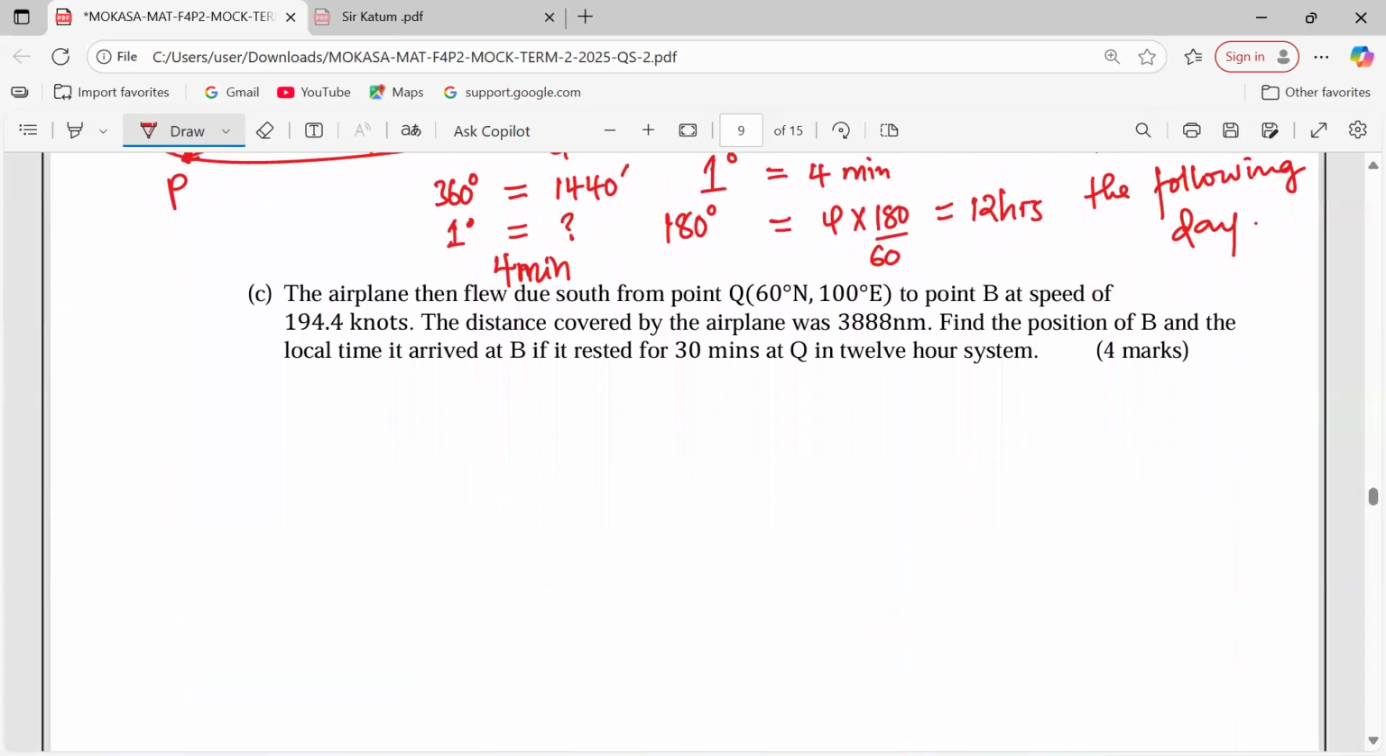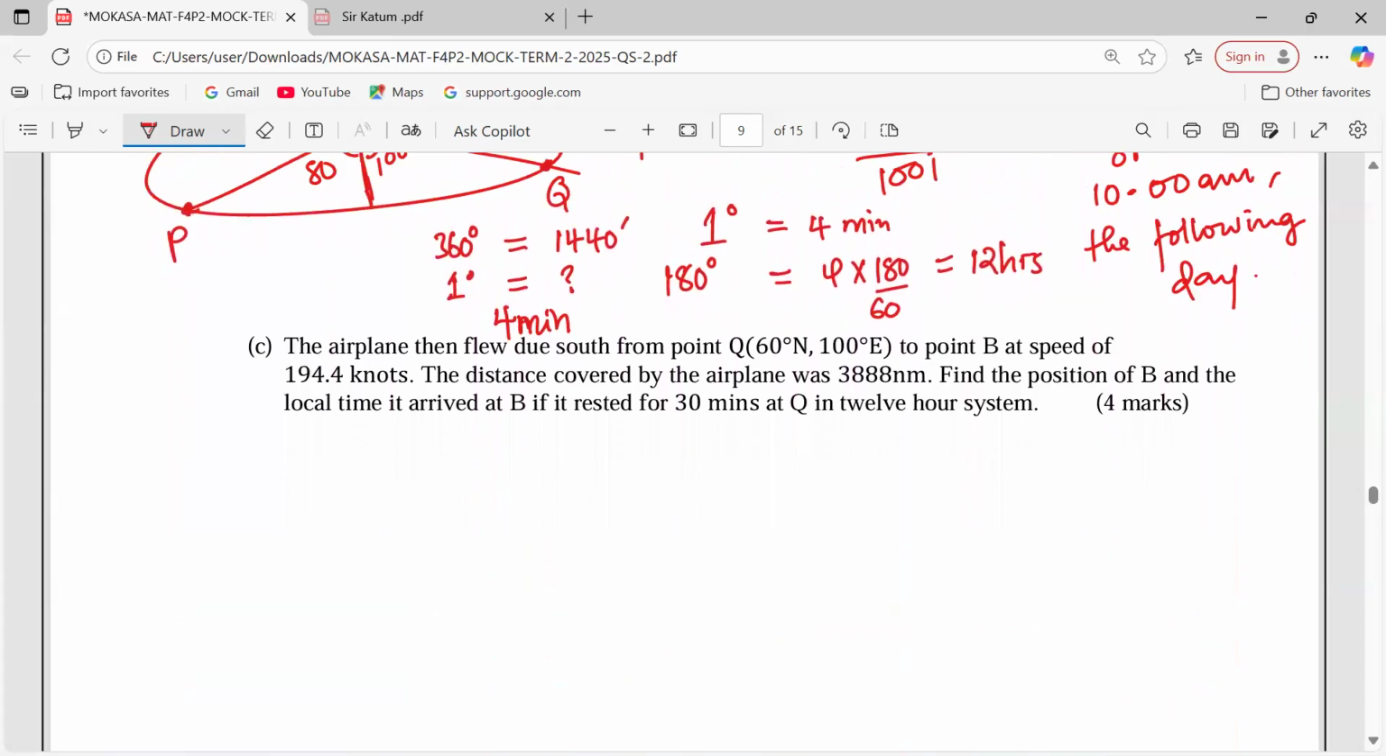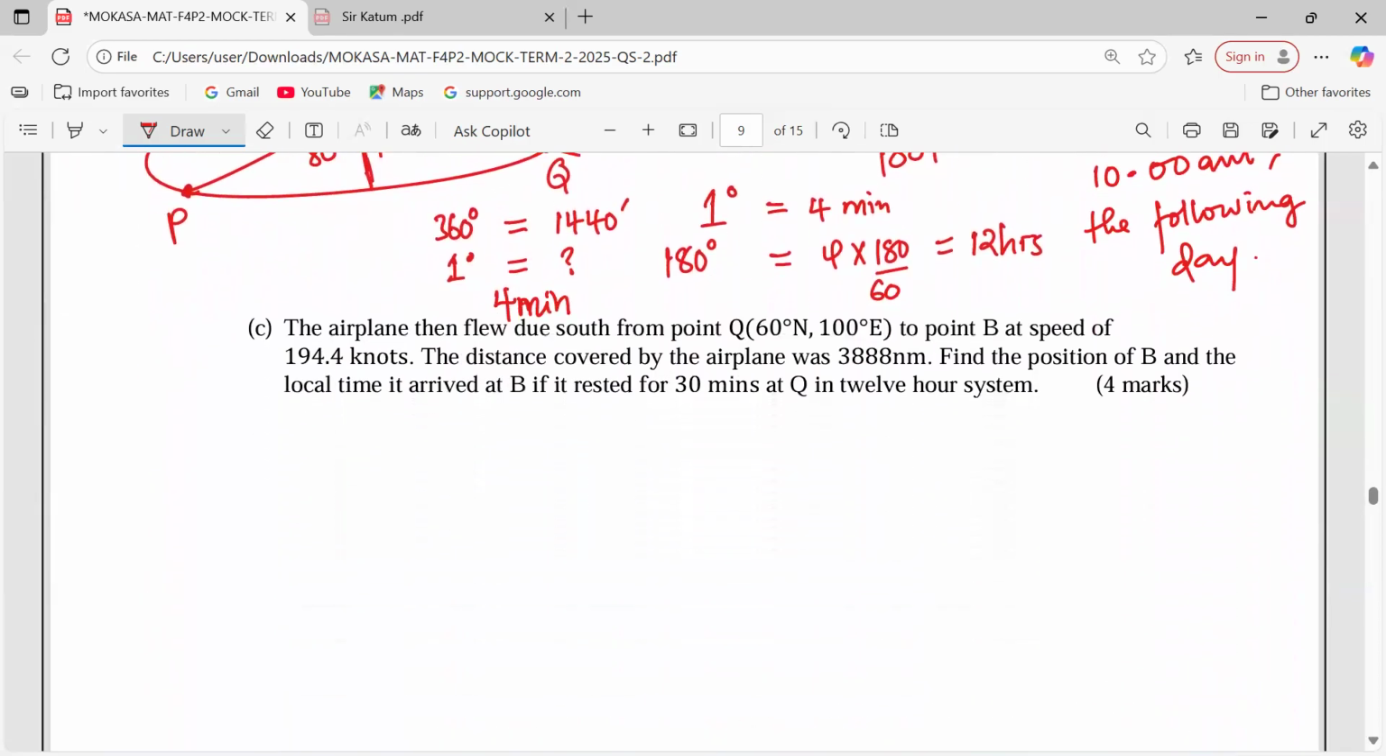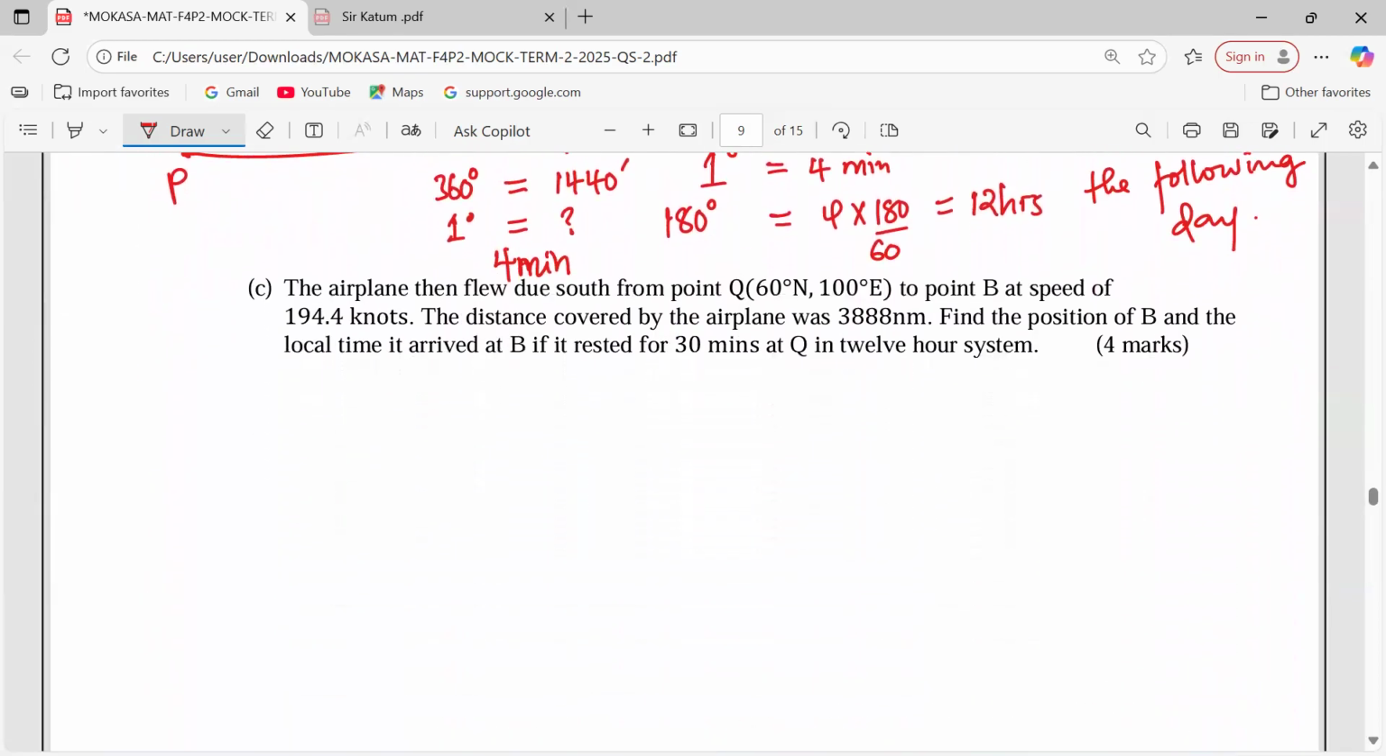Now we check question number 18C. The question says that the airplane then flew due south from point Q, which is 60 in the north, 100 in the east, to point B at a speed of 194.4 knots. The distance covered by the airplane was 3888 nautical miles. Find the position of B and the local time it arrived at B if it rested for 30 minutes at Q in 12-hour clock systems.